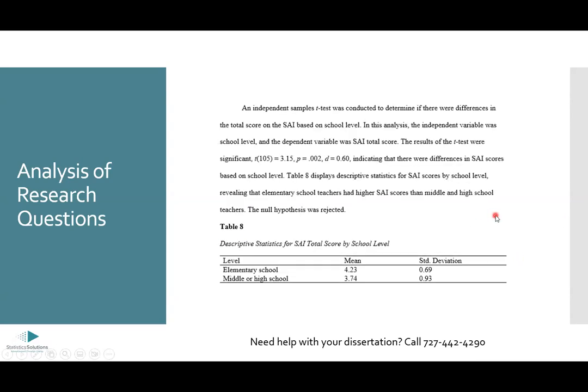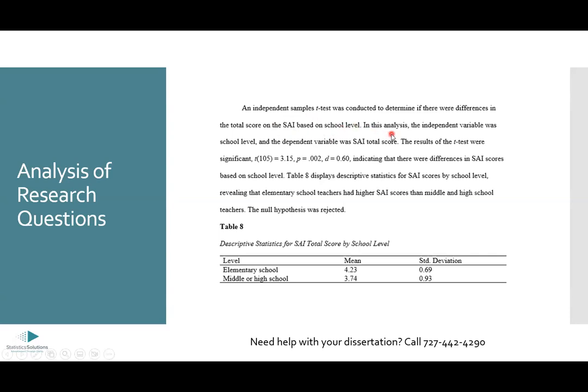Here's another example. In this case, the researcher did find a significant difference. So let's go through this one. Here we've got an independent samples t-test. In this case, rather than looking at the differences in scores based on gender, we are looking at the difference in scores based on school level. So we're looking at elementary school level and middle or high school level, but it's the same thing. We want to know if there was a statistically significant difference in the total score on the SAI.